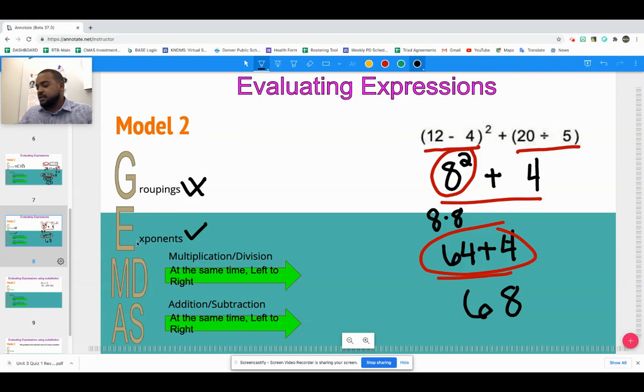Do I have any groupings? No. Exponents? No. Multiplication, division? No. Addition, subtraction? Yes, addition. Circle it, do my math. Okay, this is the process you need to take when we're doing our quiz today. As we know, quizzes are very important.